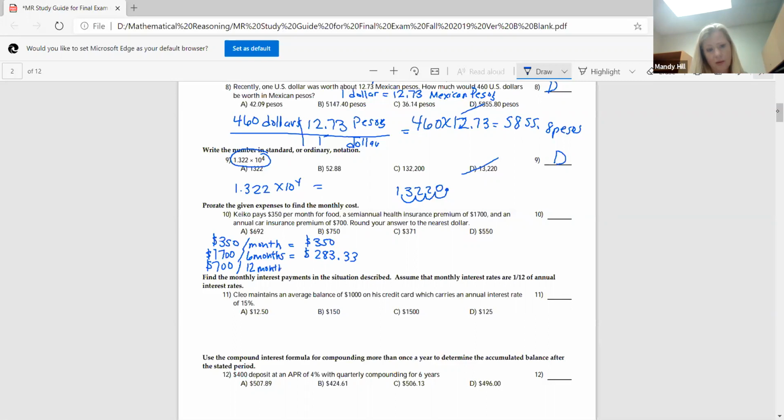in 12 months. And 700 divided by 12 is $58.33. Going to want to take these 3 things and add them together, which is going to get you approximately $691.66, which is going to round up to your $692.